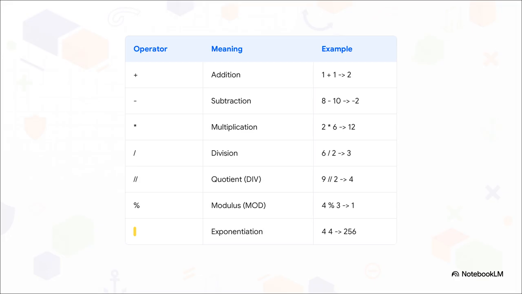The percent sign, percent, is modulus, or mod. It does the opposite. It gives you just the remainder. So 4 divided by 3 has a remainder of 1. And finally, the double star is for exponents, to the power of.